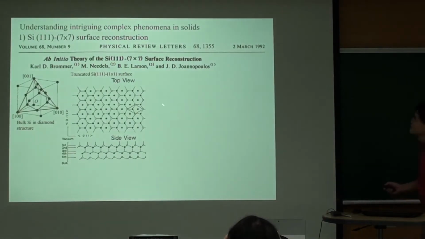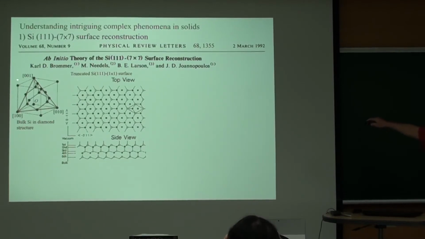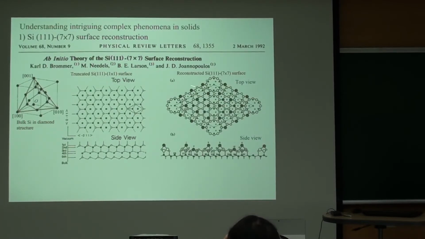Okay, now this is the example I'm going to illustrate: say silicon, for example, it's an FCC structure, a diamond structure, and if you cut along 111, you make a surface. If nothing happens, then you see a surface like that. Okay. Now, of course, your surface will reconstruct, and nowadays we know it has become so complicated.